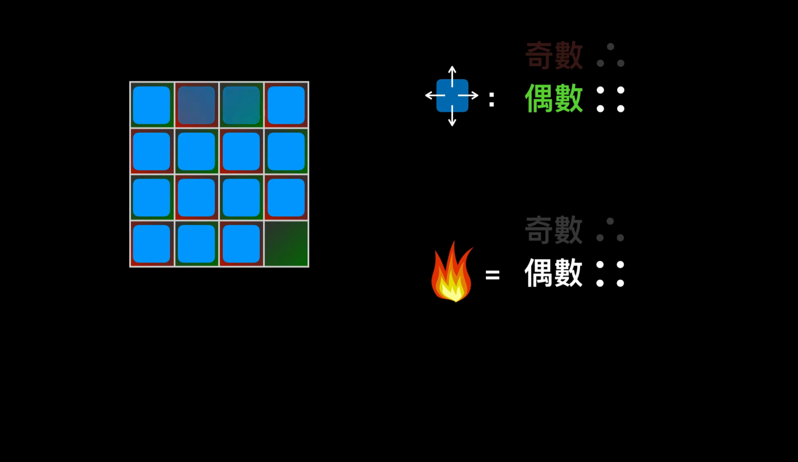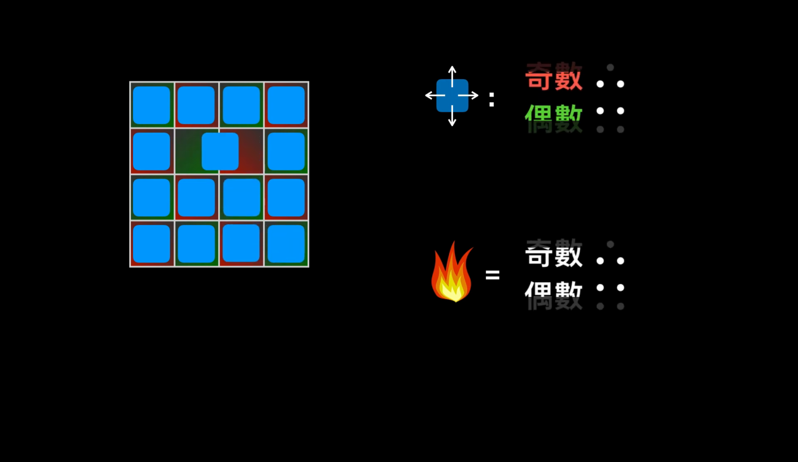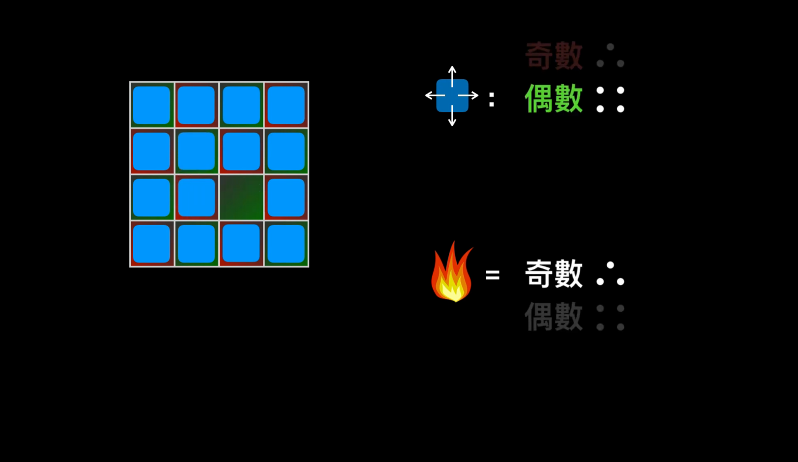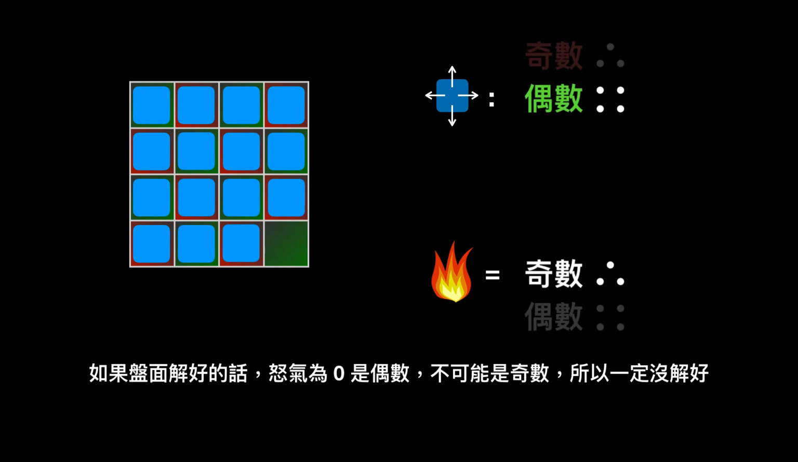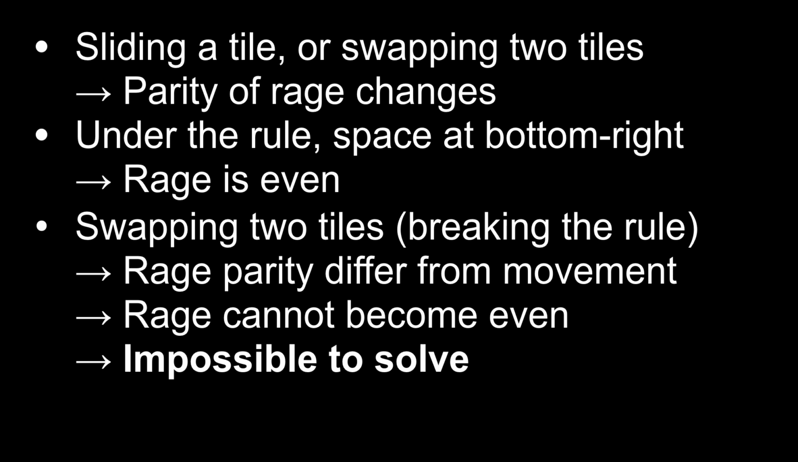Now, let's take out any two numbers and swap them. As I said, swapping any two numbers alters the rage of the puzzle. So now, the parity of movement count and the parity of rage differ. And then, you will still move an even number of times to make the space back to the bottom right. Therefore, the rage of the puzzle will be an odd number. It cannot be 0. So the puzzle is impossible to solve. Conclusion: swapping two tiles breaks the rule, breaks the parity of the puzzle, making it unsolvable.